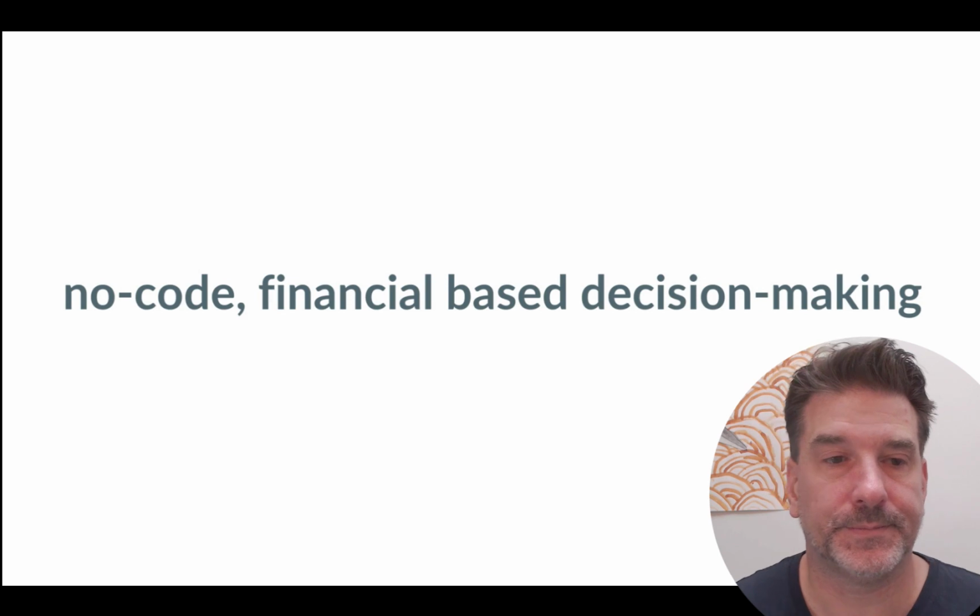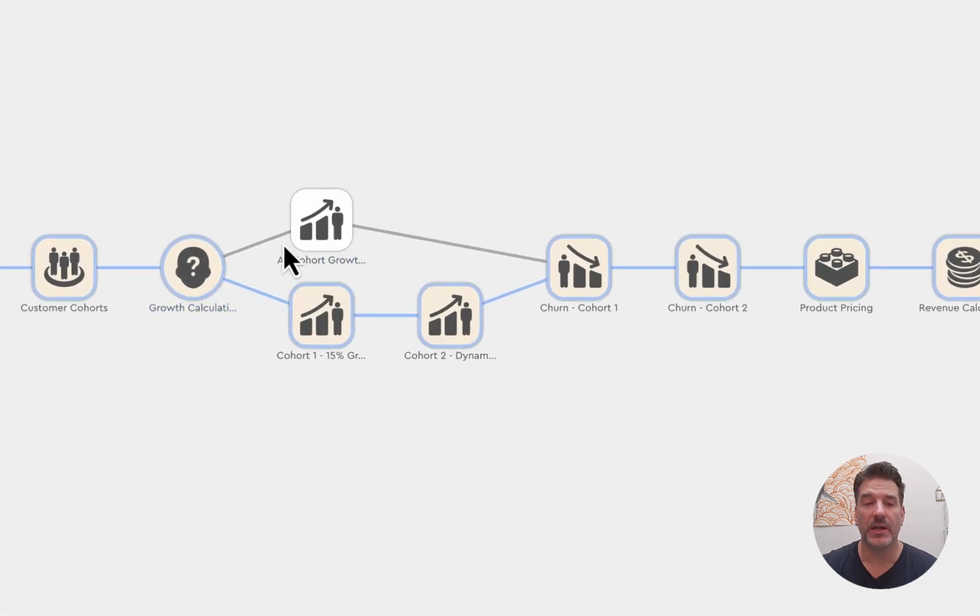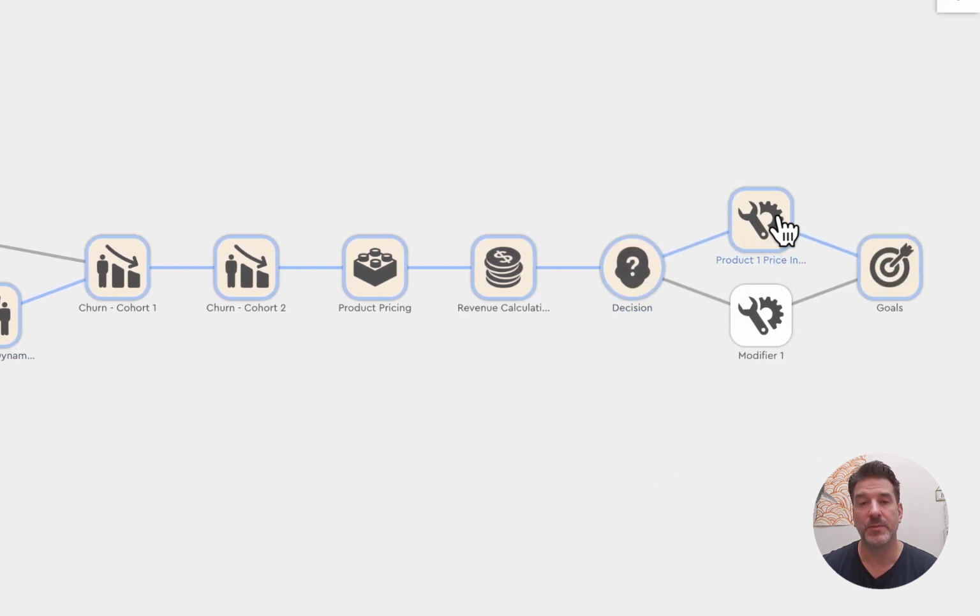Here we go. So here's an example of a very basic software as a service customer growth model. Our financial models tell a story, and there are two what-ifs in this particular scenario. What if all of my customers grow by a certain percentage? Or what if my cohorts grow by different percentages? And what if I raise my prices in one month by a certain amount? Or what if I raise it in a different month by a different amount?